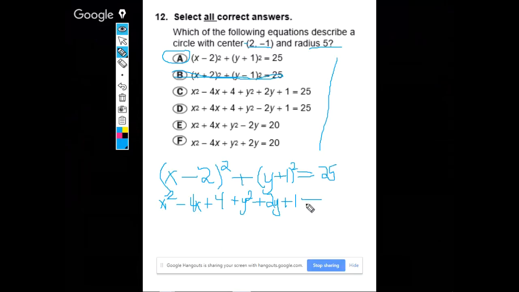Then I'm going to have that equal to 25. So then now we can do our next one. We have -4 and +2, -4, +2. We'll eliminate choice D, and we're left with choice C.